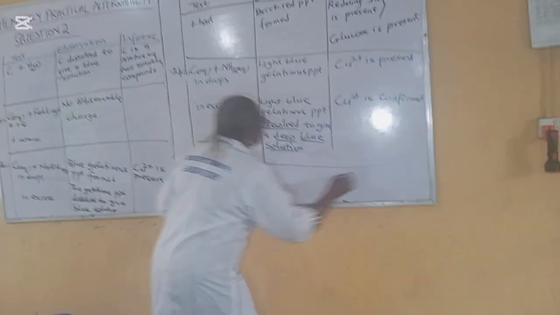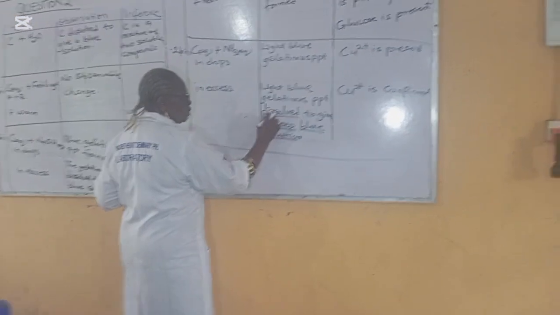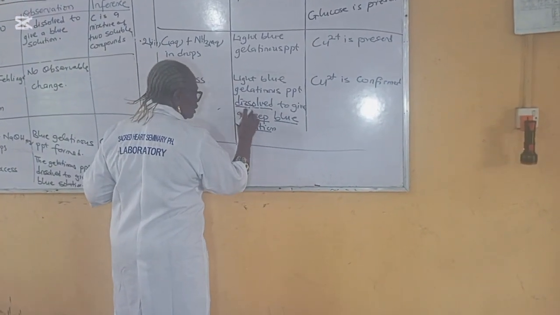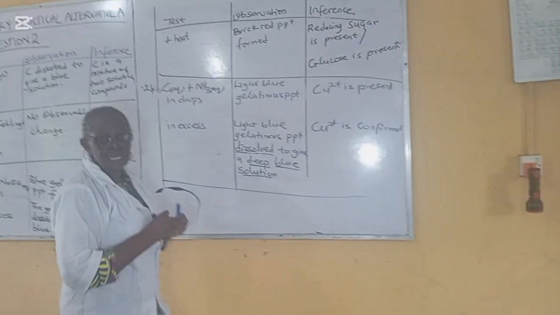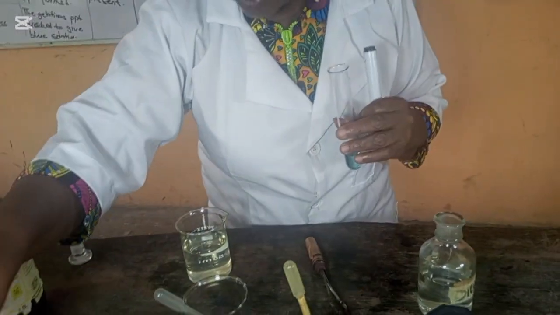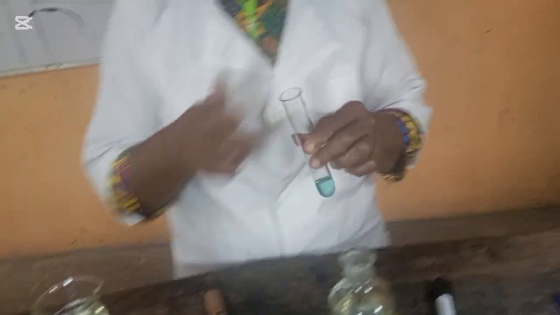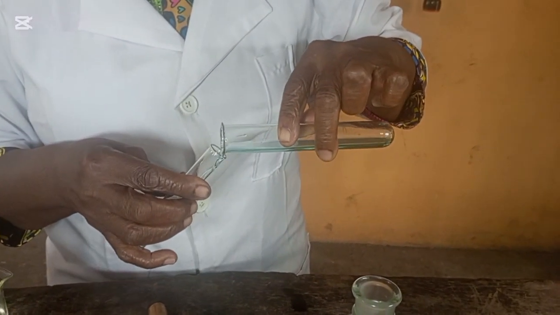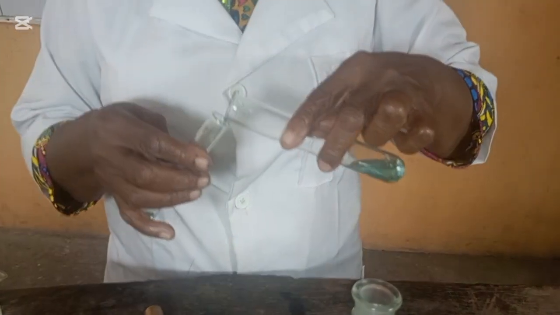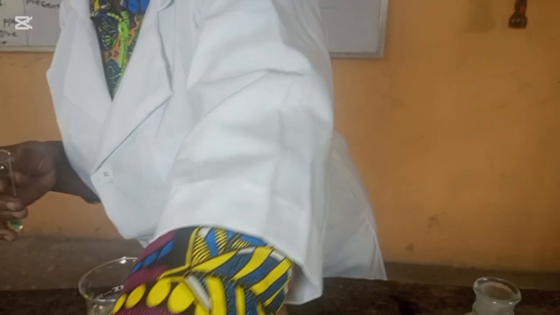You are done. Don't underline this in your answer. I just want to emphasize that it must be written, dissolved to give a deep blue solution. You don't need to underline it. Now that is the fourth portion. Make sure you don't use too much of the sample so that you can get results. Just keep taking little quantity, about 2 cm cube. Most times the question will come as take about 2 cm cube. Okay, that's what you can use.